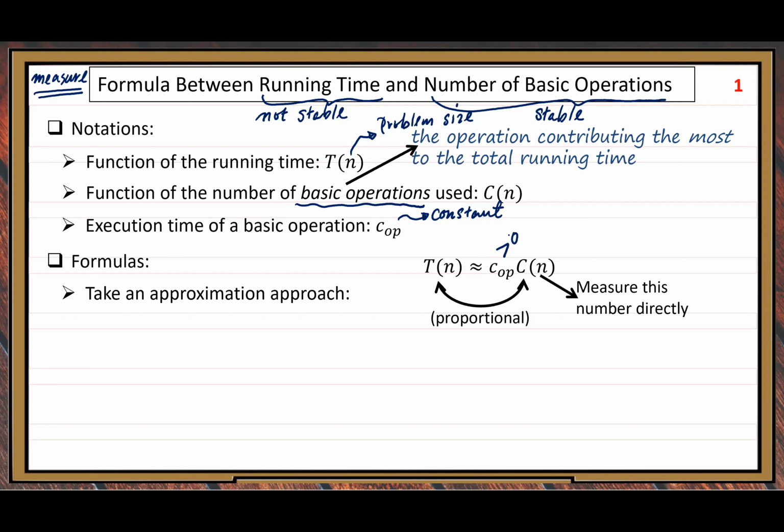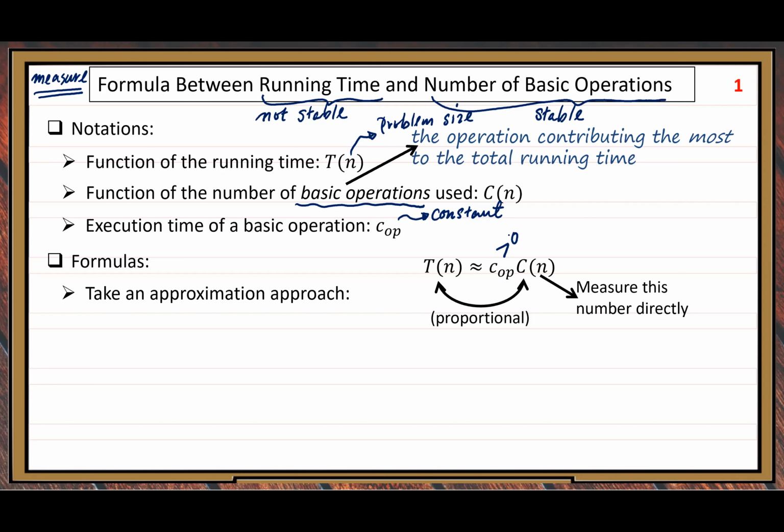In these two functions, T of n and C of n, we will be using C of n instead of T of n. The good thing about C of n is that we just count the number of basic operations directly. That's most of the time very convenient. We do not need to clock anything. We do the counting even if we do not run our program. We can count the number of basic operations.